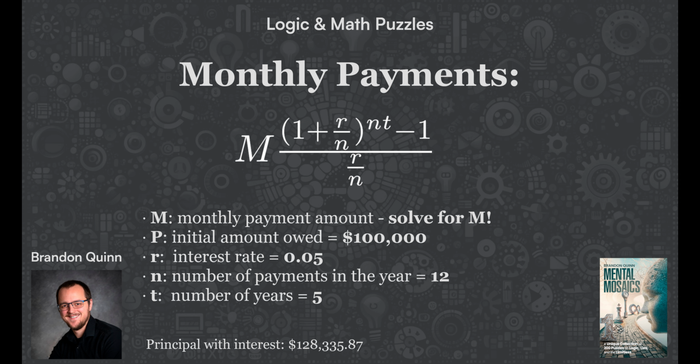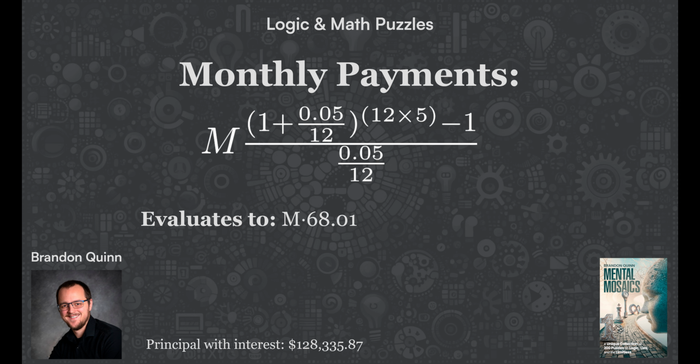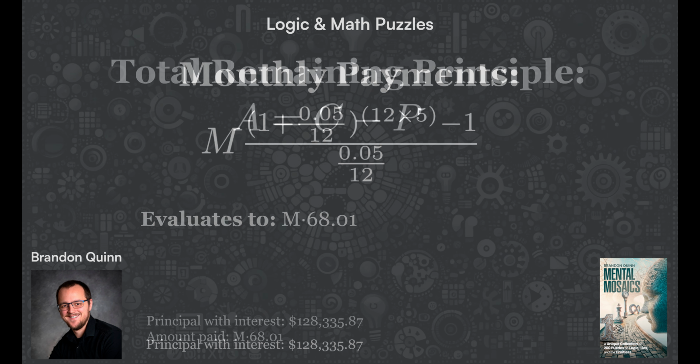Next, let's take a look at this formula, which tells us the amount he's paid in total given a monthly payment amount of M. We can't solve for M directly at this point, but we can simplify everything else to help us solve for M when we combine it back with the principal with interest. Simplifying everything, we see that the total amount paid is M times 68.01. Now let's put everything together.